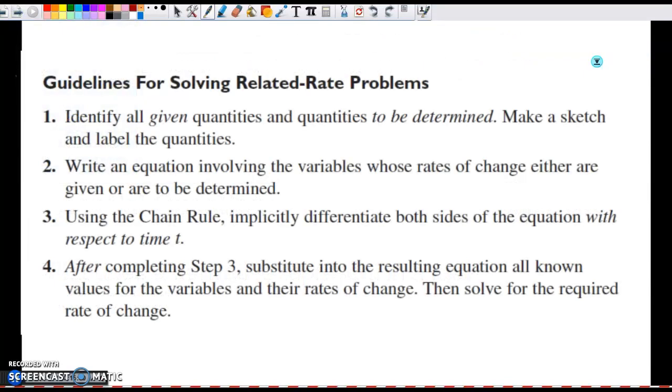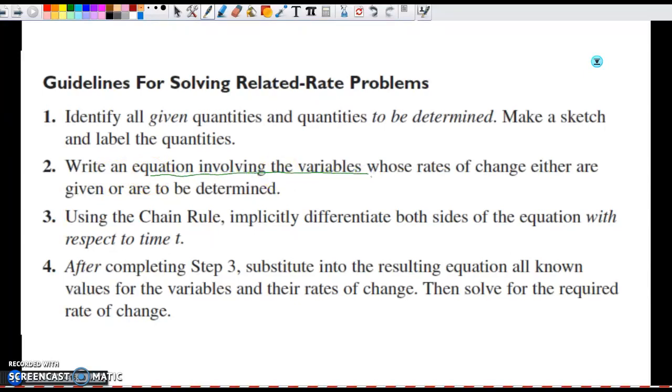Here are guidelines, as outlined in your book, on how we can use what we've learned with differentiation, implicit differentiation, and the chain rule to help us solve real-world problems. The first step you're always going to do is identify all the given quantities and what you are looking for. Make a sketch of what's happening and try to label everything. Then, write an equation that involves all the things that you know and don't know.